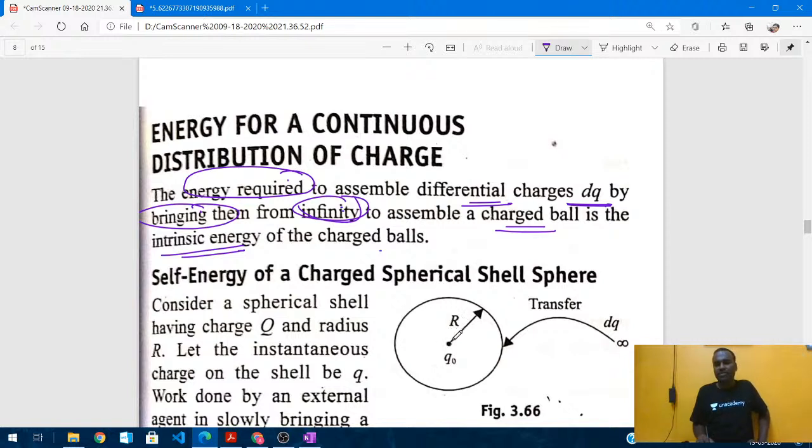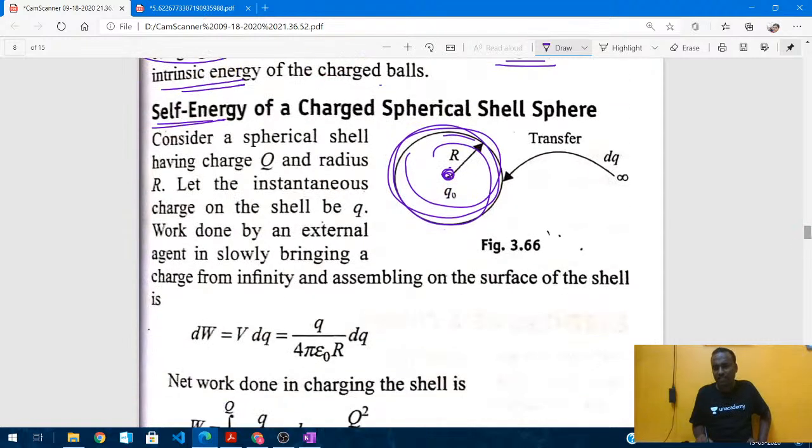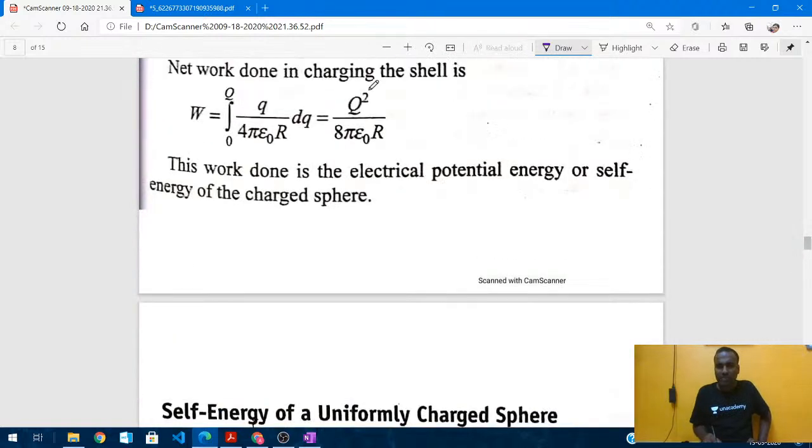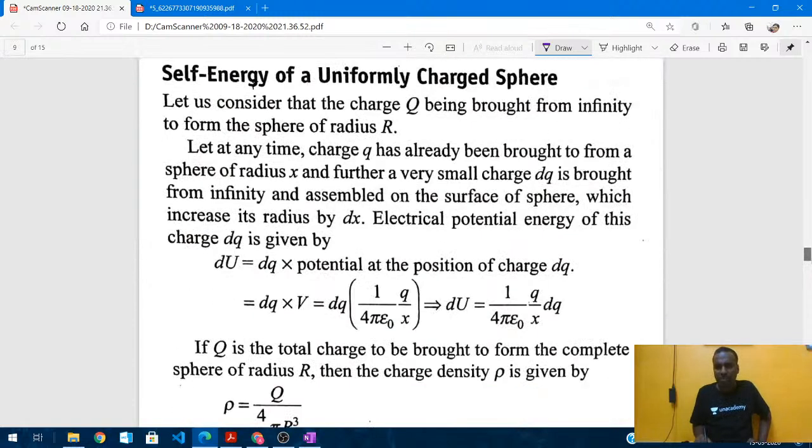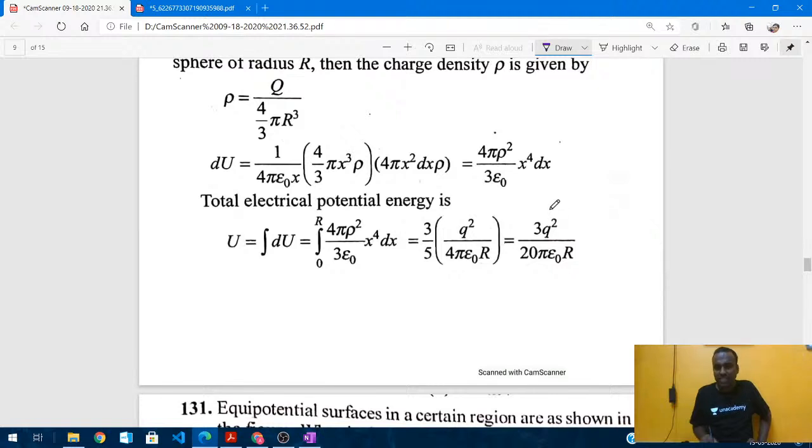When you are assembling charges, a certain amount of work is done against the field. That work done is stored in the form of self-energy. The self-energy of a charged spherical shell is q square by 8 pi epsilon naught r. The self-energy of a uniformly charged sphere is 3q square by 20 pi epsilon naught r.